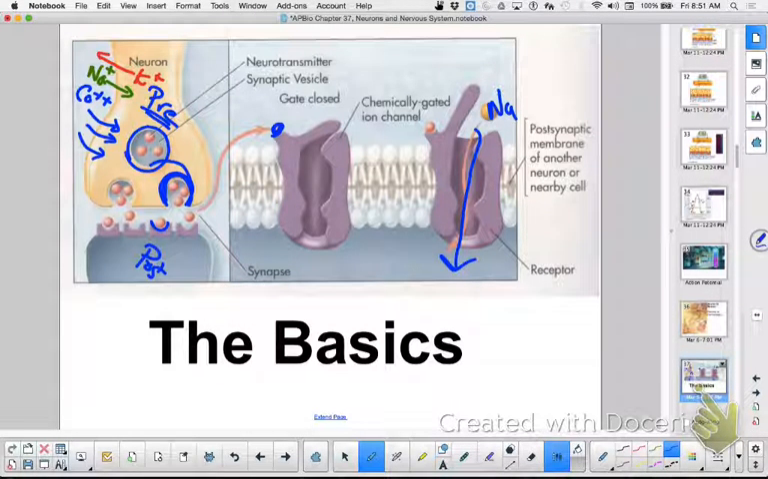Okay? So the neurotransmitter is what opens up the gate for the next neuron. If it is excitatory, it'll open up the gates. But if it is inhibitory, it'll shut the gates hard. Okay? Shut the door. And so then sodium won't come in.